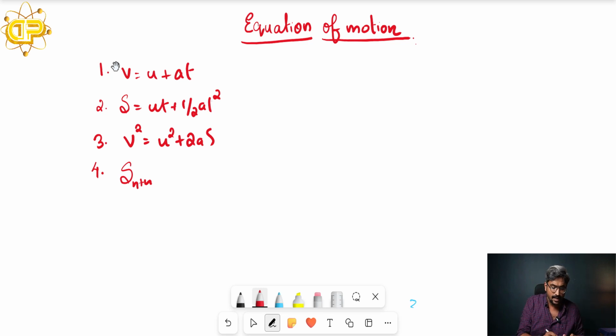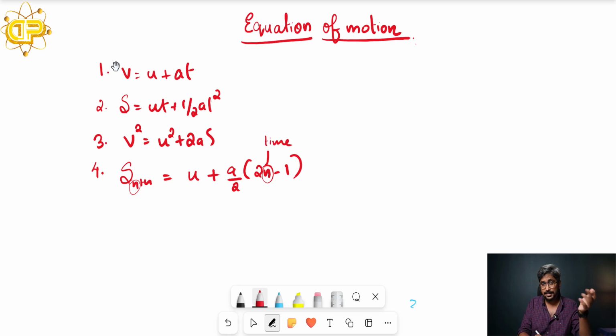Here we'll study a very important equation, and we'll derive it and come to know how this equation has come into play. The equation goes like this: s nth is equal to u plus a by 2 into 2n minus 1. Here n is the time, the nth second. So this is the time, don't think that it is something else.